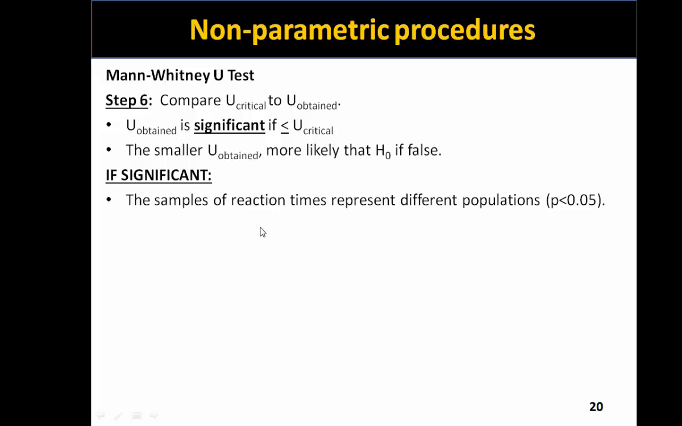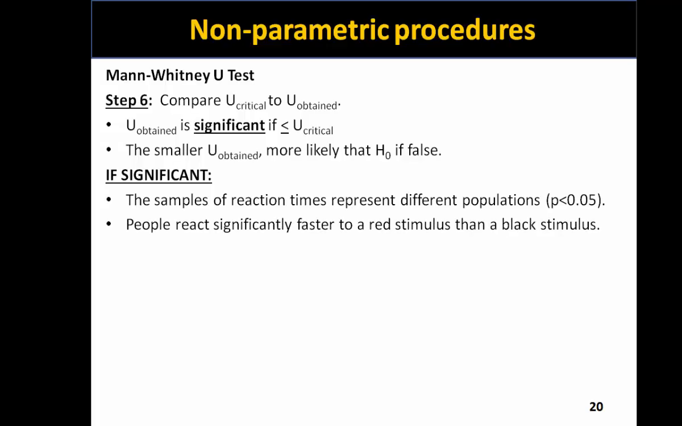And so the samples of reaction times here in this case represent different populations, or rather, the reaction to a red stimulus is significantly faster than a black stimulus when it is on a computer screen. So this ends this lecture on the Mann Whitney U test.